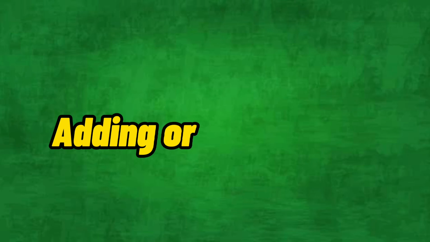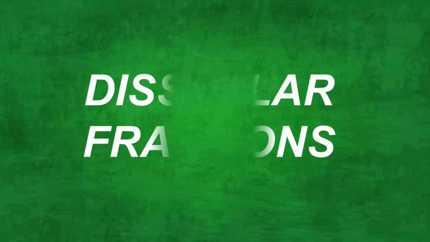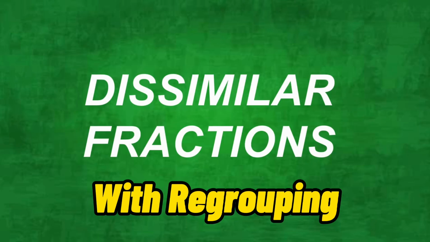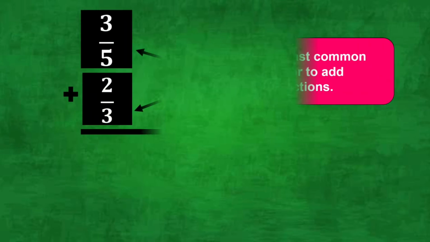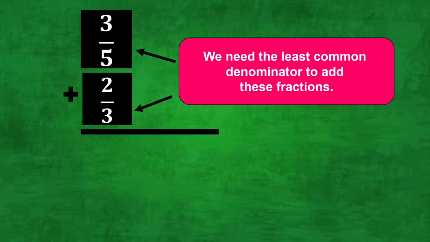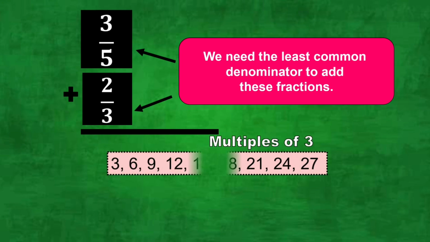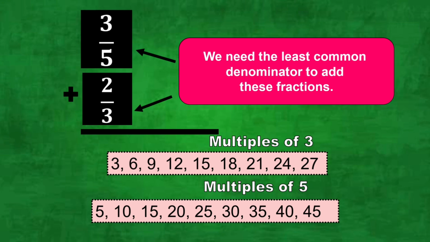Now let us proceed to adding or subtracting dissimilar fractions with regrouping. Let us have the first example, 3/5 plus 2/3. Now we need the least common denominator to add these fractions. Now list the multiples of 3 and the multiples of 5. Now the LCD of 3 and 5 is 15.